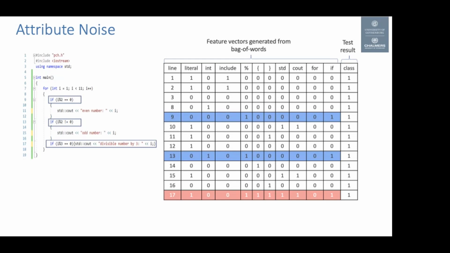So what we see here, this code fragment and its equivalent feature vectors, show that the if statement on line 17 deviates in its attribute values from the attribute values in lines 9 and 13. So we say that line 17 is noisy with respect to its attribute because of this deviation, or the exceptional values that appeared in its feature vectors compared to the other if statements.